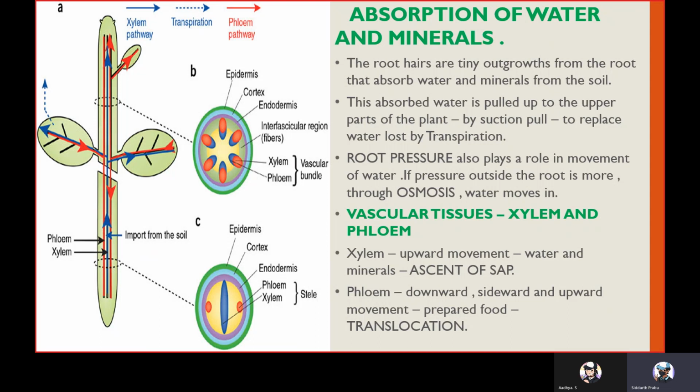Vascular tissues, xylem and phloem. Xylem goes in the upward movement. It transports water and minerals. This is the ascent of sap. Phloem moves downwards, sidewards, and upwards. It consists of the prepared food and then transports it to different parts of the body. Transpiration.